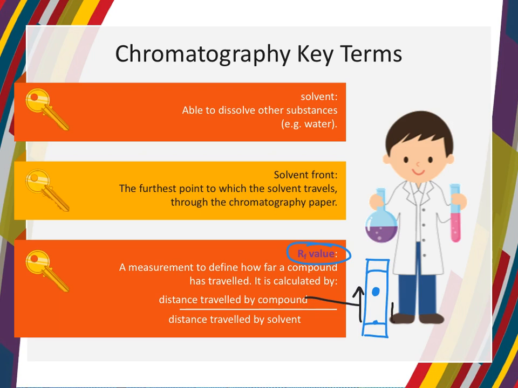But the solvent front is the distance travelled from the start line to the solvent front just there. So the distance travelled by the solvent is that distance. So it's a ratio of the distance travelled by the spot to the distance travelled by the solvent. And that is unique for a compound. So every compound has a unique RF value.